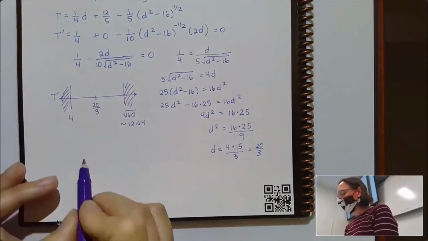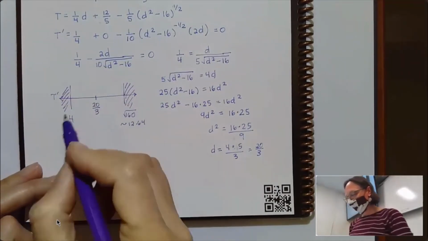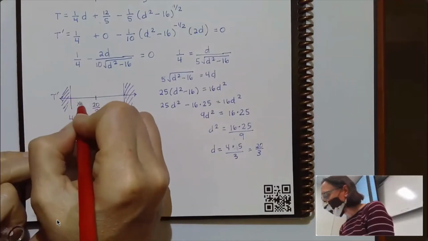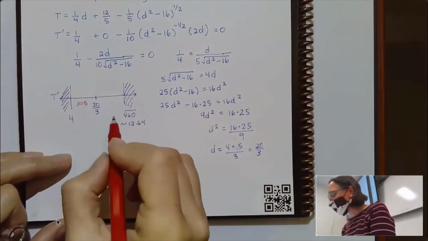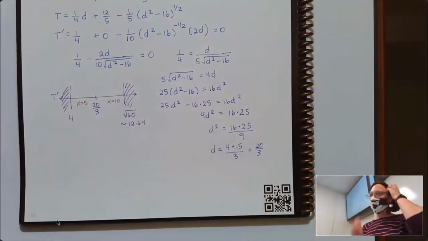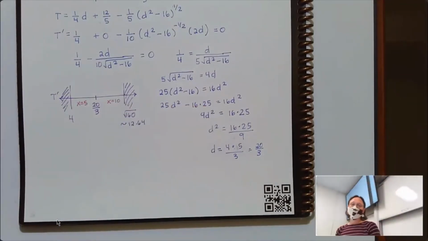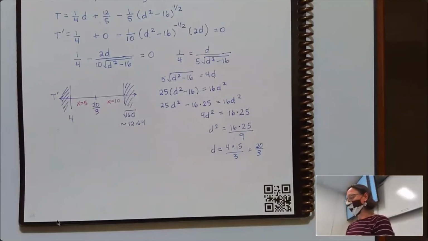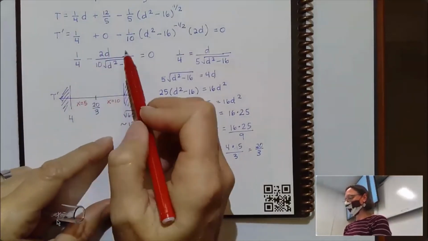So I'm going to pick something in here like 5. I'm going to pick something over here like 10. And I'm going to plug those numbers into my first derivative to figure out if it's positive or negative. I'm going to go with this version.